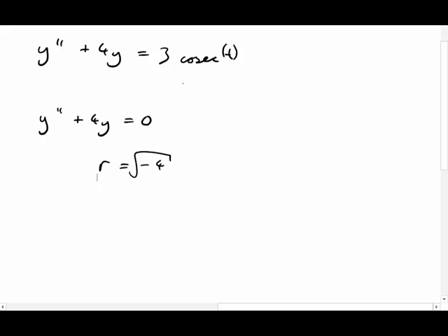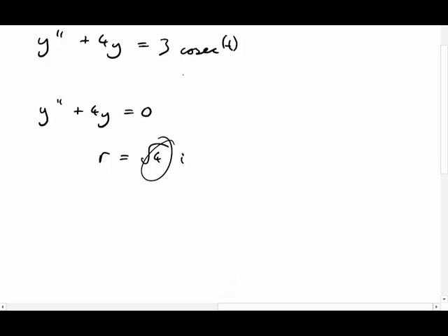This is effectively the same as the square root of 4 times minus 1. We can break it up into two square roots, and we know that the square root of minus 1 is just going to be i. What's the square root of 4? It's going to be plus or minus 2. So now we've got r equal to plus or minus 2i. Let r1 equal 2i, and let r2 equal minus 2i.